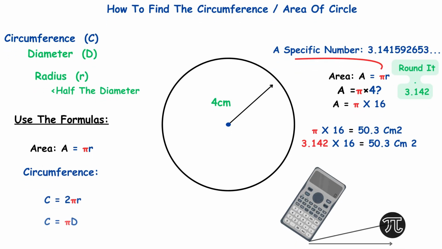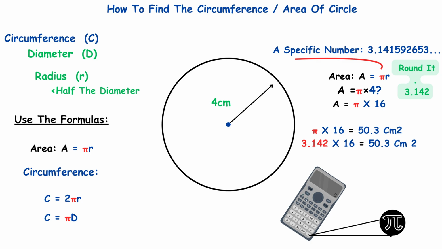In today's video, we are going to explore how to find both the circumference and the area of a circle, but before we do that, it is important to recap some key terms, namely circumference, diameter, and radius.